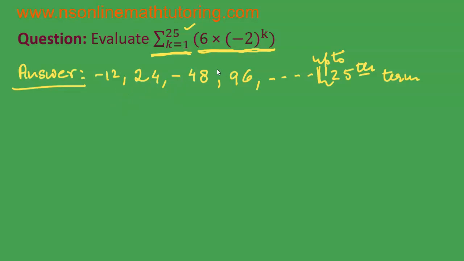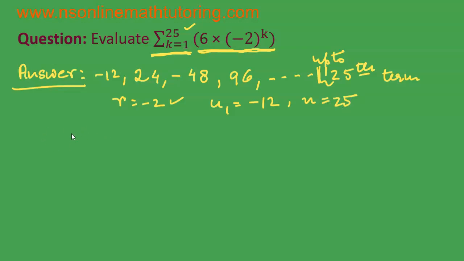Now we see that there is a common ratio between the consecutive terms, and that common ratio is equal to negative 2, because negative 12 times negative 2 is positive 24, positive 24 times negative 2 is negative 48, and negative 48 times negative 2 is positive 96. So the common ratio is negative 2, U1 is of course equal to negative 12, and n is equal to 25 because there are 25 terms of this series.